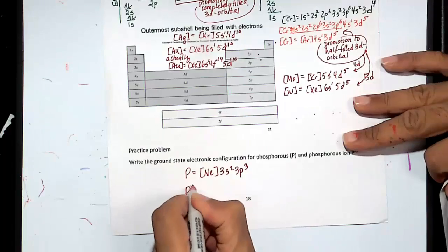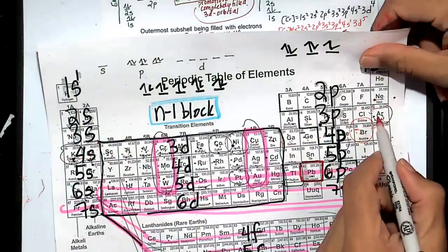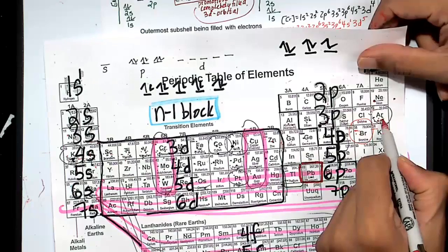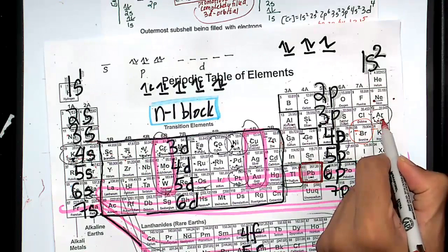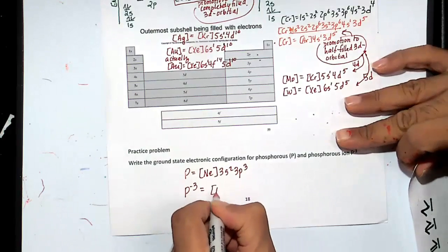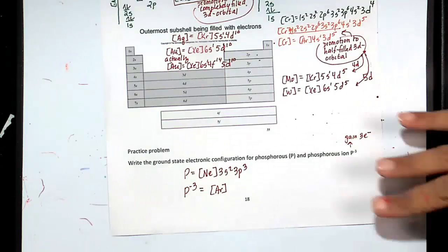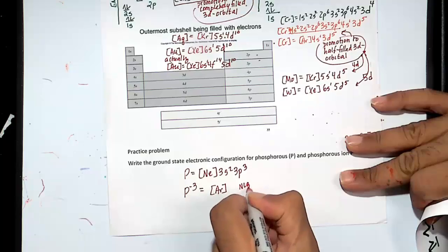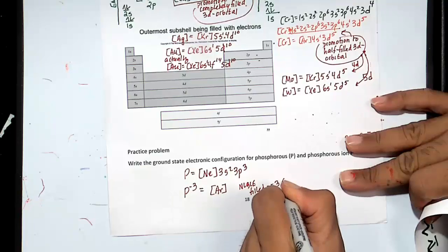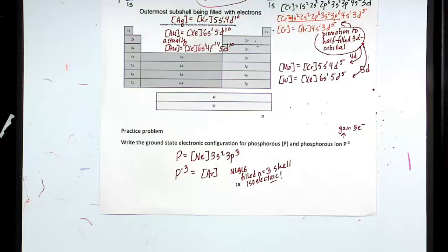And then finally P3-, you gain 3 electrons. And when you gain 3 electrons, you become 18 electrons. You become isoelectronic with argon. I'll just write argon. So that means it's a noble gas configuration, filled n equals 3 energy level, filled n equals 3 shell, and isoelectronic. All right, so that is electron configuration.